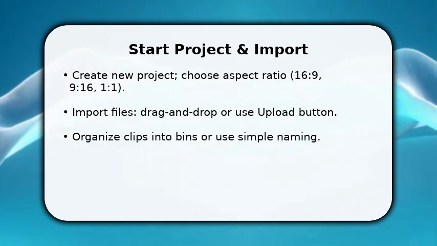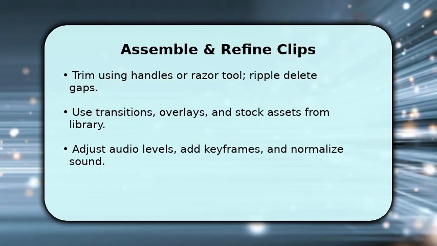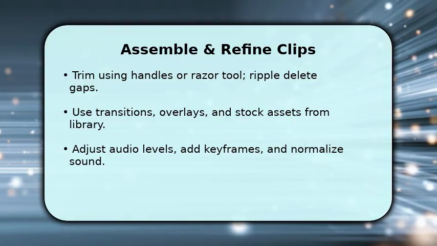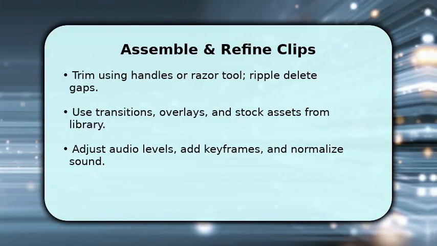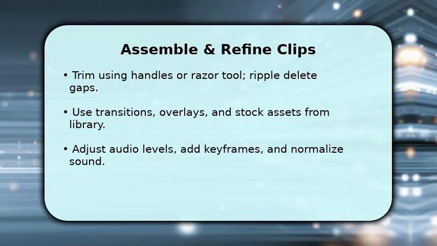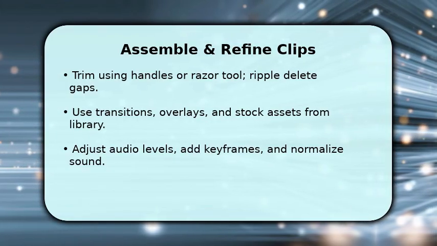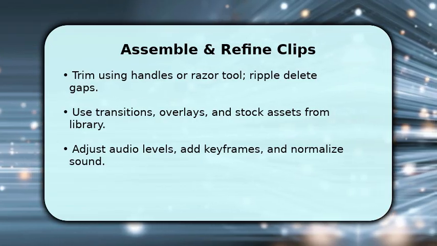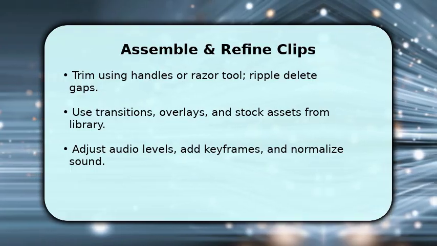Then move to the timeline to start assembling your sequence. You place clips on the timeline and trim using the clip edges or the razor tool for precise cuts. Ripple delete closes gaps automatically. Once footage is in order, add transitions and overlay text from the Assets panel to improve flow and clarity. Use color presets or the color wheels to correct exposure and white balance.